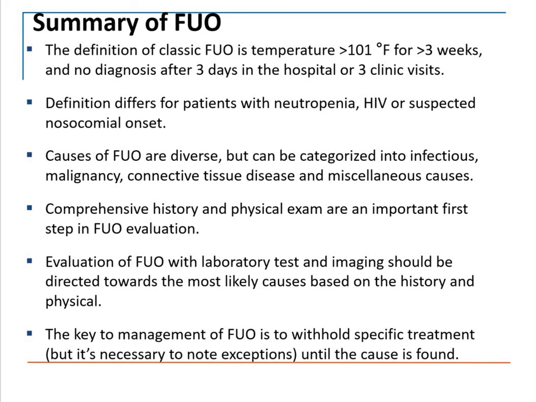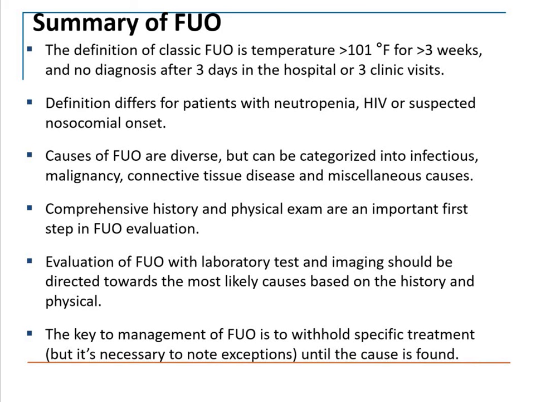So, summary. The definition of classic fever of unknown origin is temperature higher than 101 degrees Fahrenheit for more than 3 weeks and no diagnosis after 3 days in the hospital or 3 clinic visits. Definition differs for patients with neutropenia, HIV, or suspected nosocomial onset. Causes of fever of unknown origin are diverse, but can be categorized into infectious, malignancy, connective tissue disease, and miscellaneous causes.